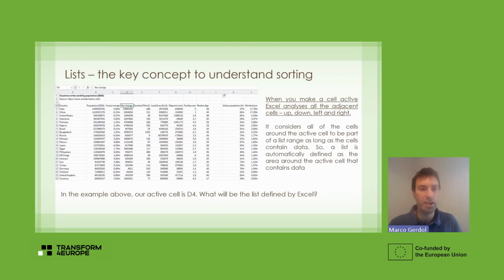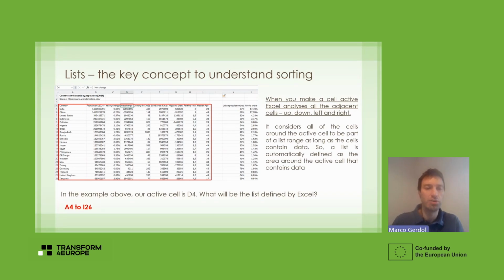So a list, by definition in Excel, includes all the nearby non-empty cells that surround a cell of interest. So if you move your mouse and you highlight a given cell, like in the example here, the cell D4, the list will automatically include all the neighboring non-empty cells. So in this case, for example, Excel defines the list as the area I'm actually showing you here, included in this red box. Okay, so the cells A4 to I26.